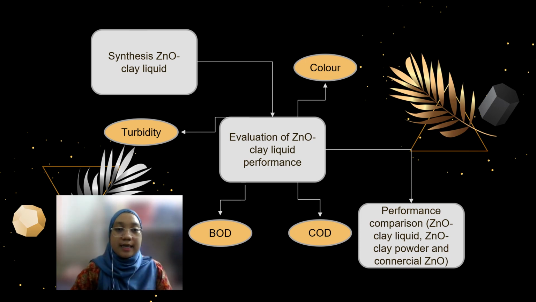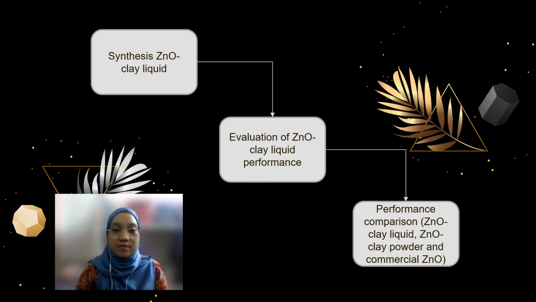turbidity. The color intensity is tested by ADMI color scale after treating process using zinc oxide clay liquid. BOD samples are measured using a dissolved oxygen DO-meter. COD test is conducted using an ultraviolet spectrophotometer. Lastly, the turbidity is analyzed using a turbidity meter.